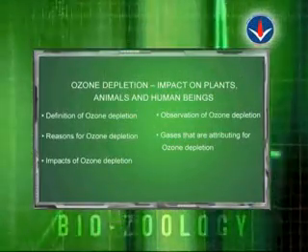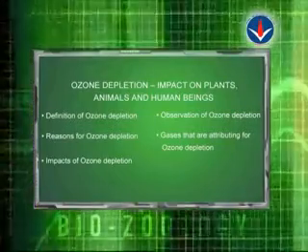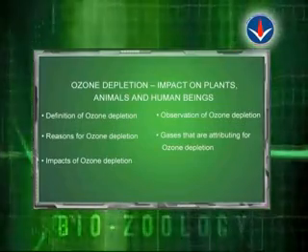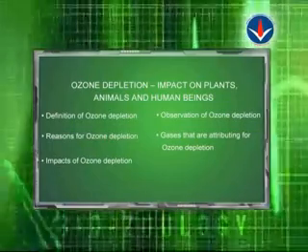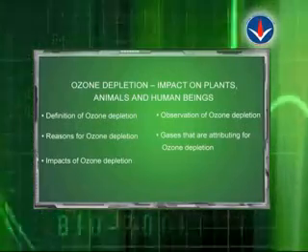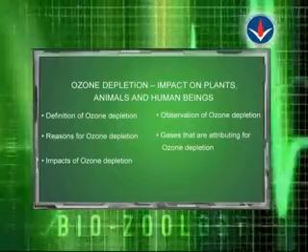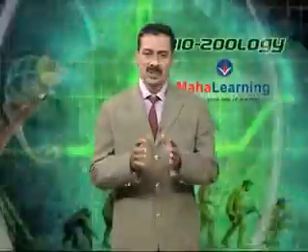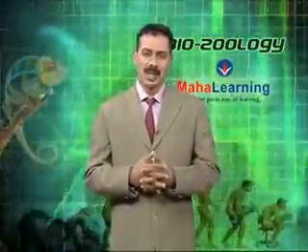Depletion of the ozone layer and its impact on plants, animals and human beings. What is ozone depletion? We have to give the definition. First, in which part they observed the depletion of ozone. What are the reasons for the depletion of the ozone layer? Next, what are the gases that contribute to this ozone depletion? And last, the impacts. It is given in such a manner, so I feel that it is a very simple part we will be able to answer.